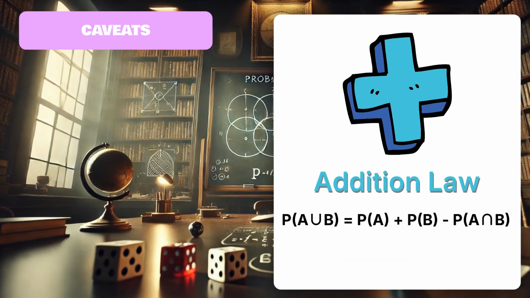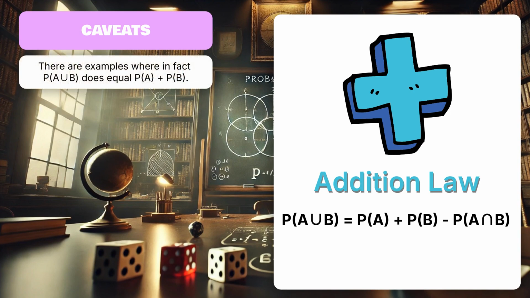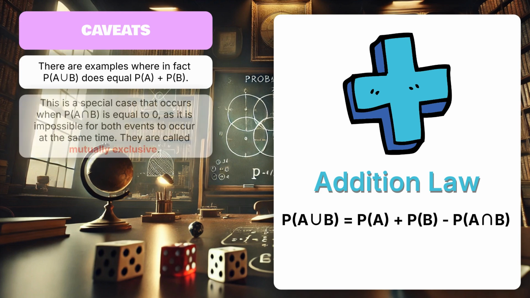Now, there are a few important points to cover. There are examples where, in fact, the probability of A or B does equal the probability of A plus the probability of B. This is not a violation of the addition law. Rather, it is a special case that occurs when the probability of A and B is equal to 0, in which case the events A and B are called mutually exclusive. This basically means the chances of A and B happening at the same time is impossible.